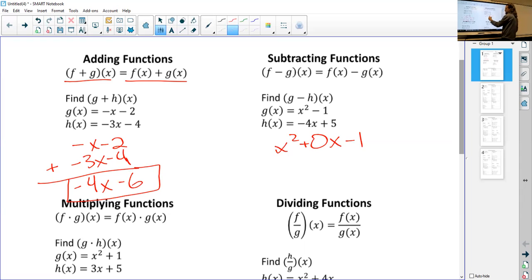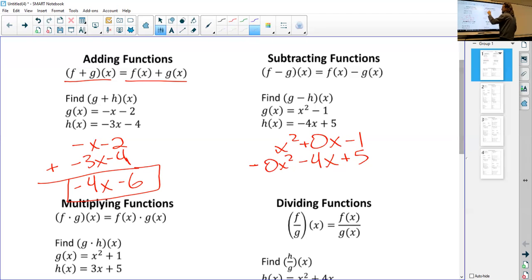So when I write h(x) underneath it, minus 4x plus 5. And if you really want to, you could even put a 0x squared. So that way everything's got a corresponding term. Okay, and then we're subtracting these.